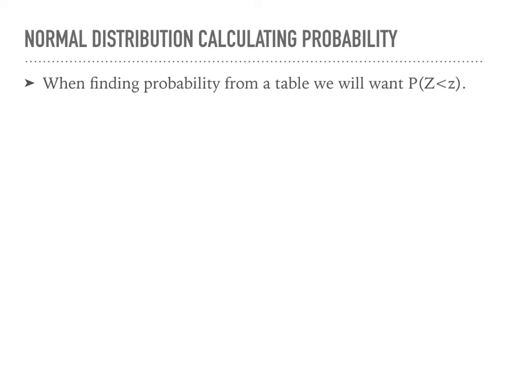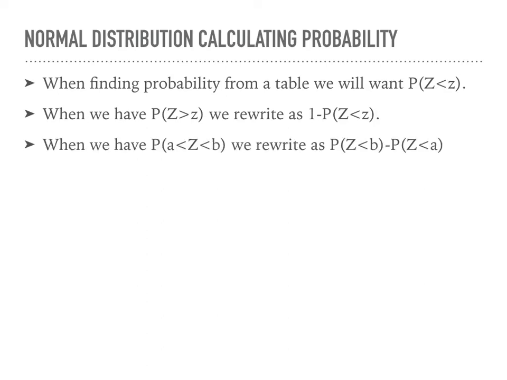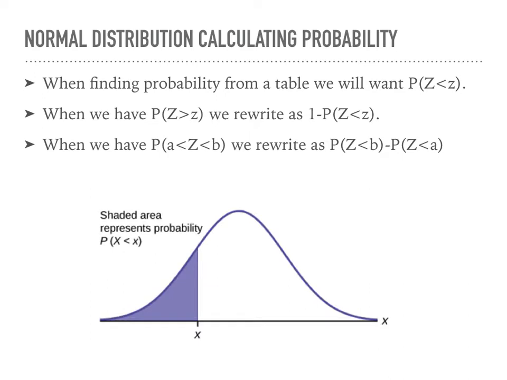When finding probability from the table, we will always want to be looking for the probability that z is less than little z. When we have the probability that z is greater than little z, we will rewrite it as 1 minus the probability that z is less than little z. When we have the probability that a is less than z is less than b, we will rewrite it as the probability that z is less than b minus the probability that z is less than a. So our tables are always going to give us the shaded area that is shown below, the area to the left of a given value.